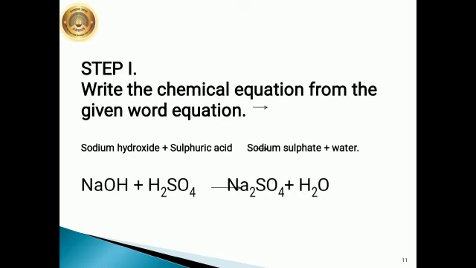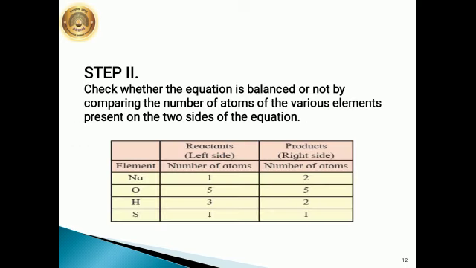Sodium hydroxide plus sulfuric acid gives you sodium sulfate and water. That is NaOH plus H2SO4, and the product is going to be Na2SO4 plus H2O. Now you have to see how many reactants are there and how many products are there. The second step is we are going to check whether the equation is balanced or not by comparing the number of atoms of various elements present on the two sides.